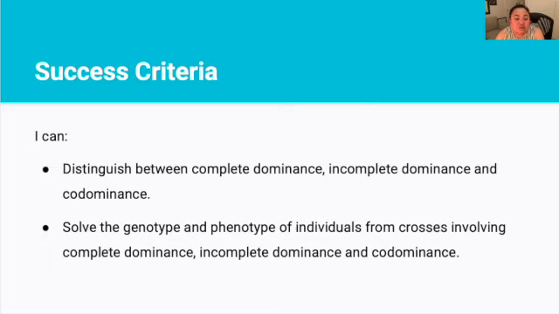And you should also be able to solve the genotype and phenotype of individuals from crosses involving these 3 inheritance patterns.